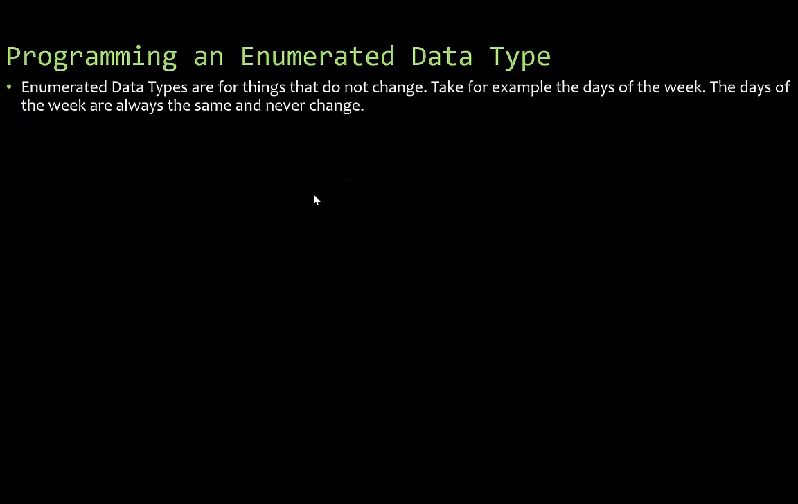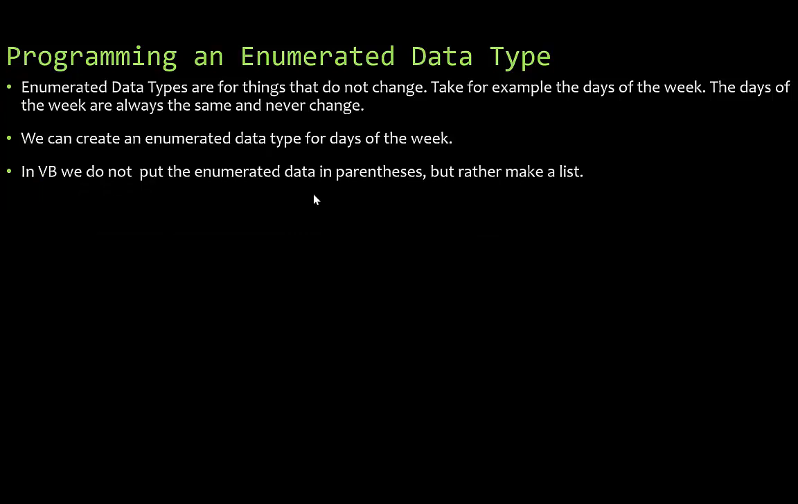Enumerated data types are for things that do not change. Take, for example, the days of the week. The days of the week are always the same and never change. We always start on Sunday, then we go Monday, Tuesday, all the way through Saturday, and it starts over. We can create an enumerated data type for days of the week. Now in VB, we do not put the enumerated data in parentheses, we just make a list.